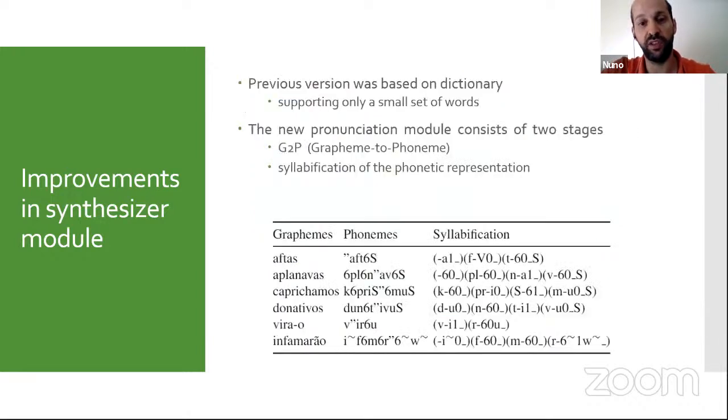To do this, we used machine learning to convert graphemes to phonemes. In the previous work, we had a dictionary, so it was very limited in terms of supported words. So we used two different models: one to convert graphemes to phonemes, and then one to produce the syllabification representation for the TADA system. The table shows a simple example of the conversions that are made.